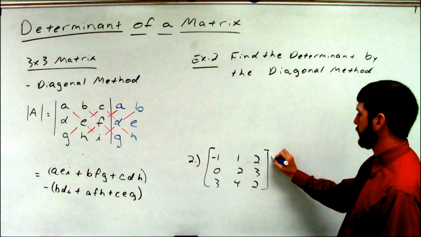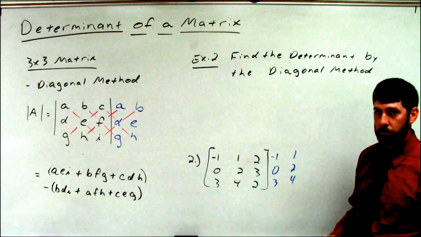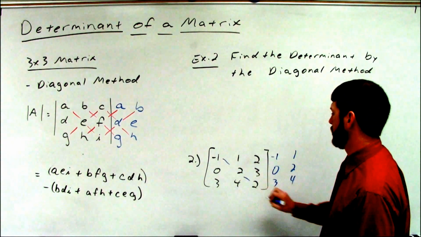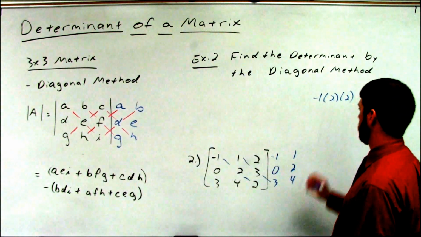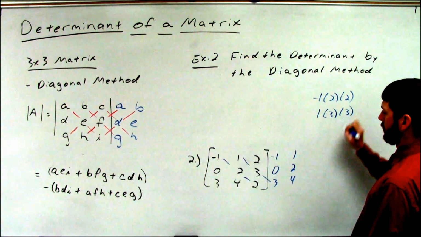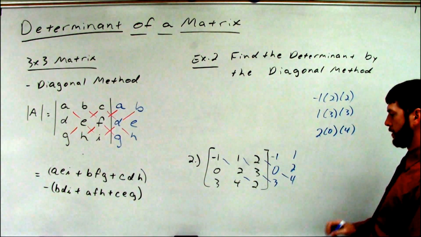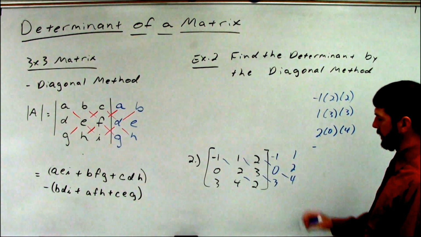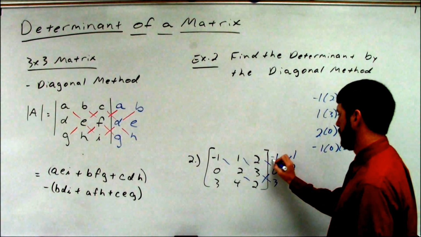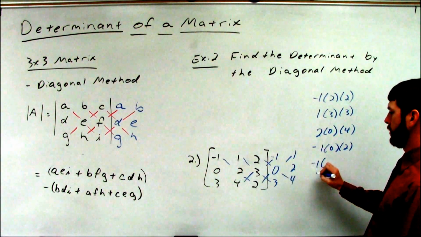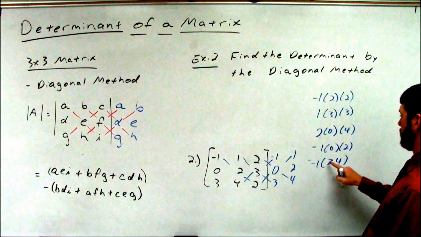Step 1, rewrite the first two columns on the right side. And we multiply the diagonals. So negative 1, 2, 2. 1, 3, 3. 2, 0, 4. And then now we'll subtract all of our right-hand diagonals. 1, 0, 2. Negative 1, 3, 4. We'll want to subtract that.